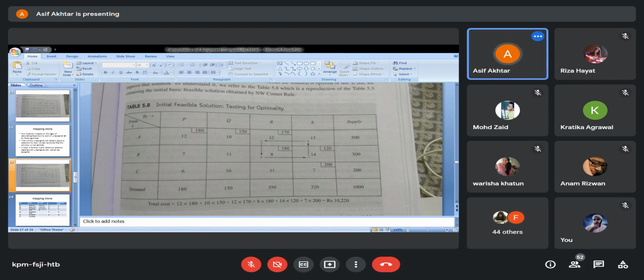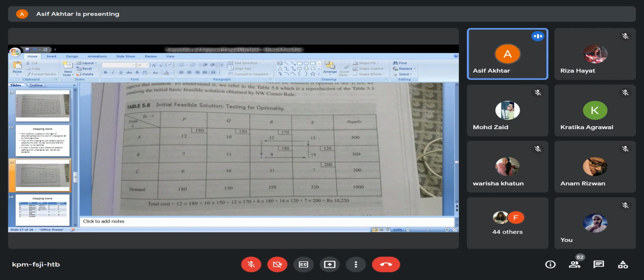आपने इनिशियल फीजिबल सॉल्यूशन में देखा था कि हमने कुछ सेल्स असाइन किए थे और कुछ सेल अनअसाइन्ड छोड़ दिए थे. I hope you can recall, the figure is there in front of you. How many cells are assigned? Six. What about the remaining cells? They are unassigned. We have not chosen them for the allocation. तो हमने कुछ को असाइन किया और कुछ को छोड़ा है.